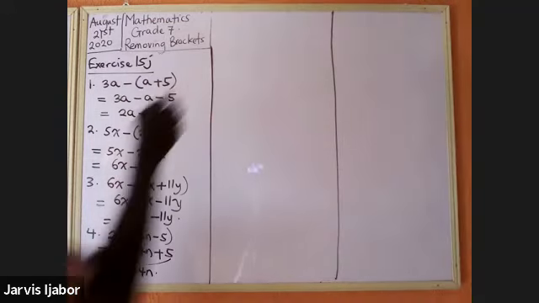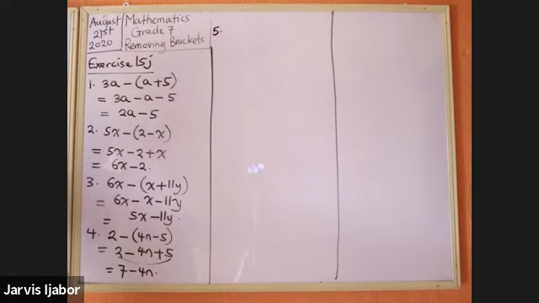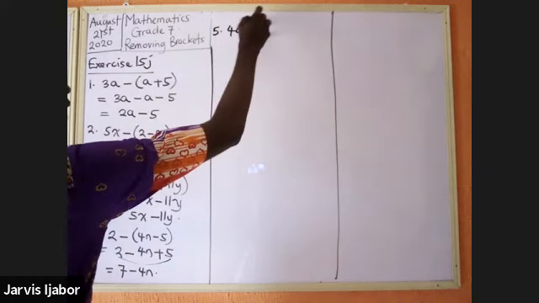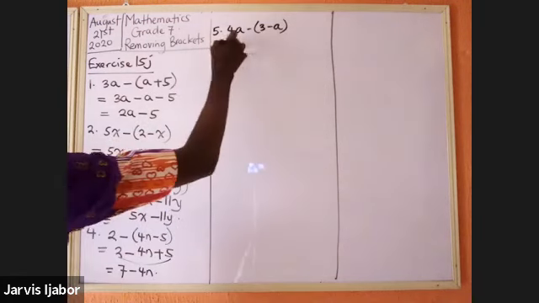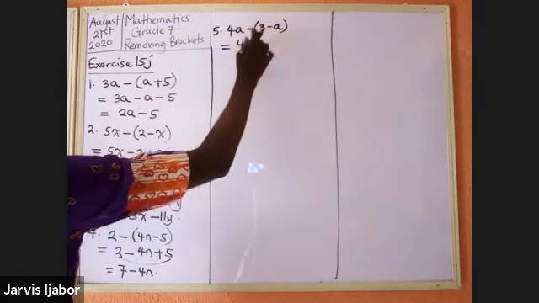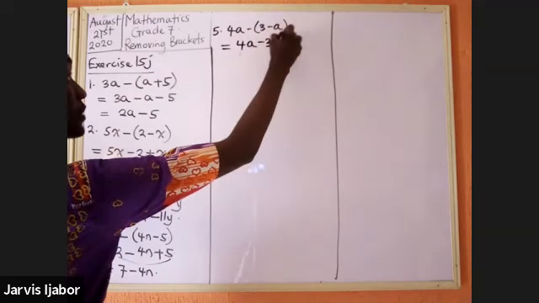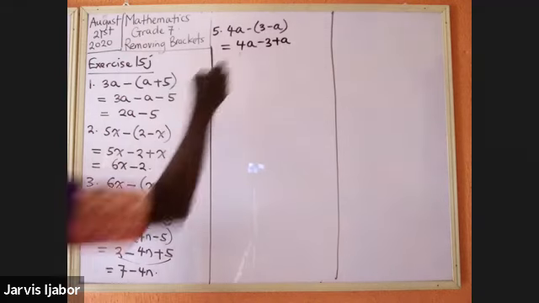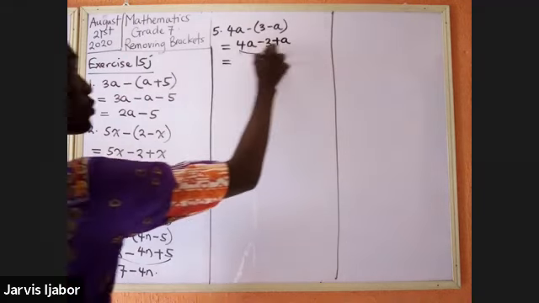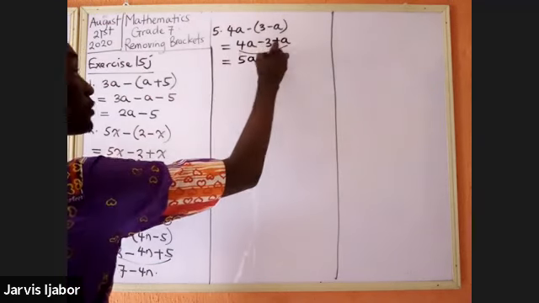So let's go to question 5. In question 5, we have 4a minus 3 minus a. This will be equal to 4a. The positive will change to negative and the negative will change to positive. We said that negative before a bracket is a sign changer. So what will this be equal to? These two will be added together because they are both positives, and that will give you 5a minus 3.